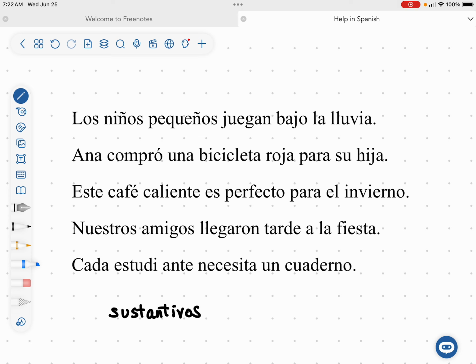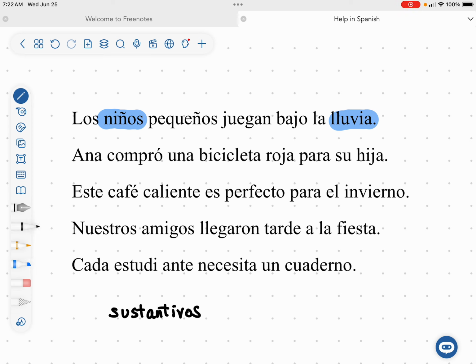Niños is the subject. Almost always you have subject, verb, and then something else. So the subject of this is going to be the word niños, and that means children. The little children are playing in the rain. What are they playing in? The rain, la lluvia. So these two things are our sustantivos. These are the things that we're talking about, rain and kids.